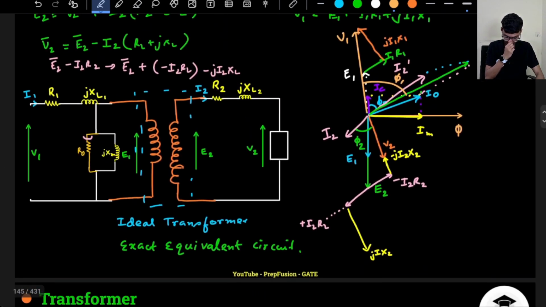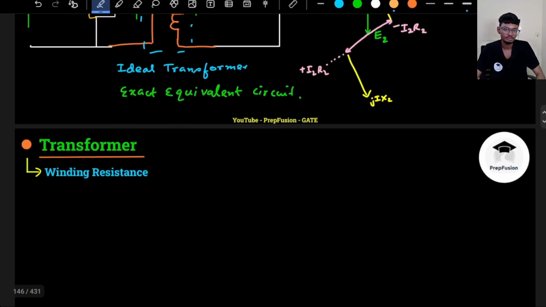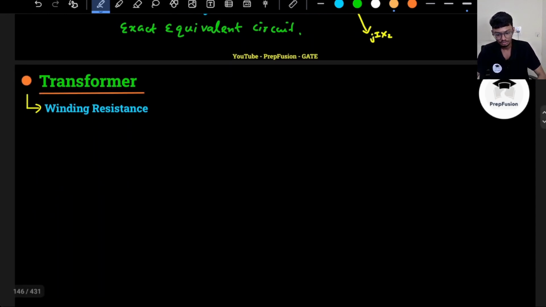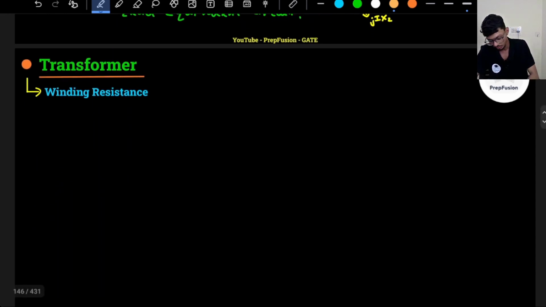So now we can move on to another kind of problem, the winding resistance. What is the winding resistance referred to the primary and referred to the secondary? That is what we want to discuss, because we want to discuss the copper loss. So what is the total copper loss? Total loss in the copper, generally written as the Cu loss.